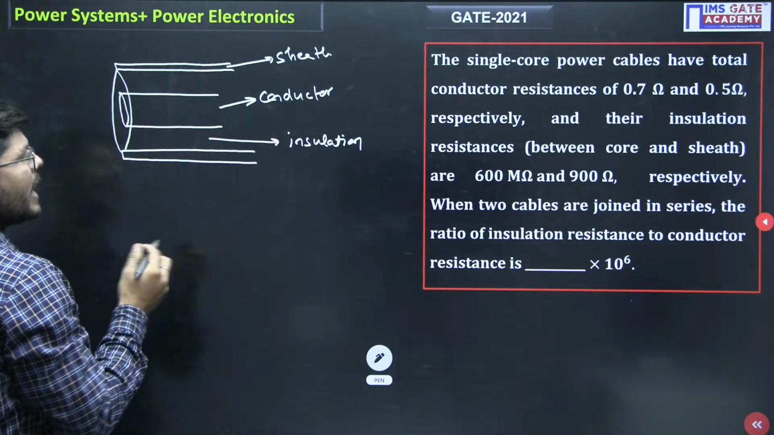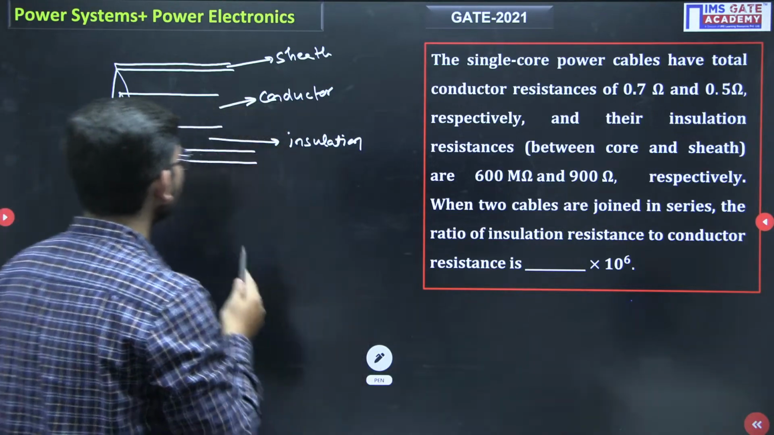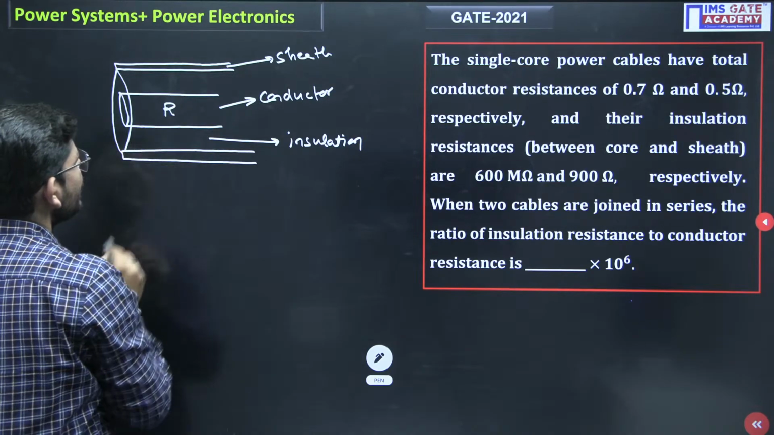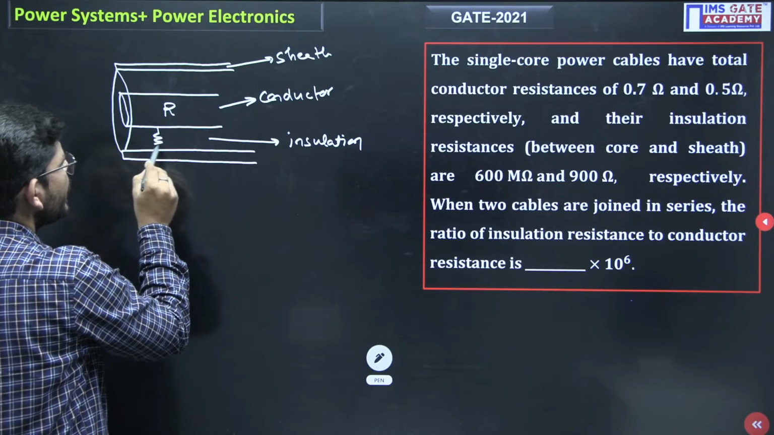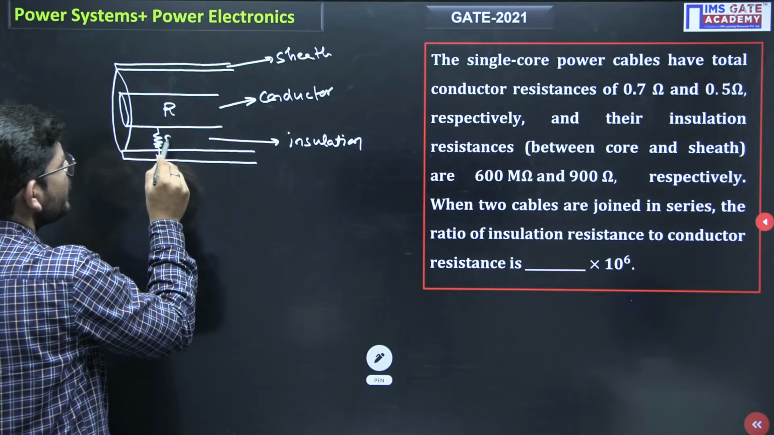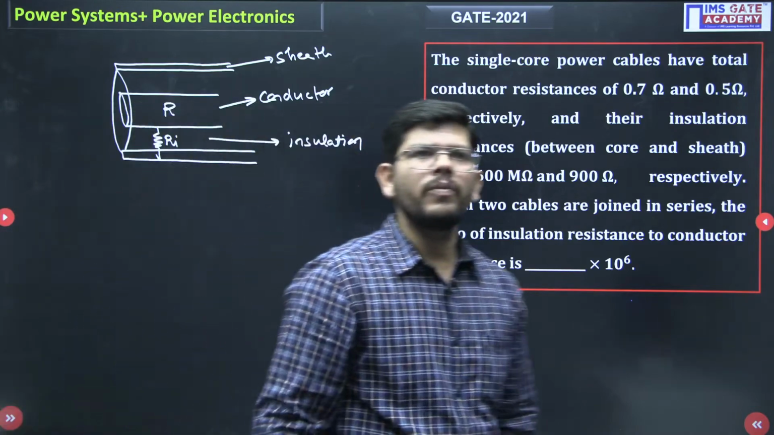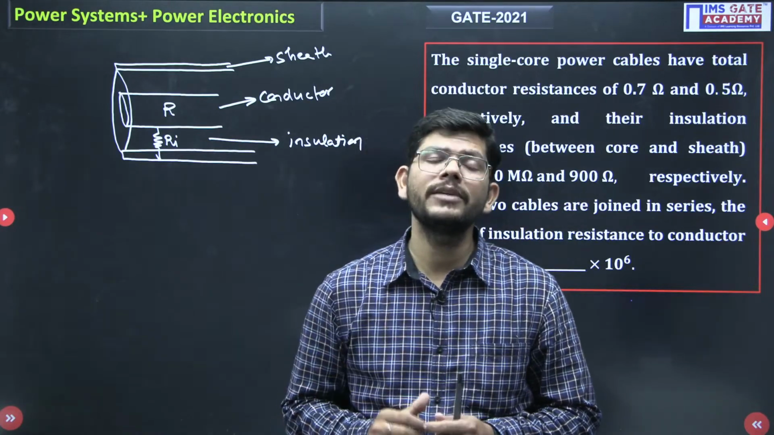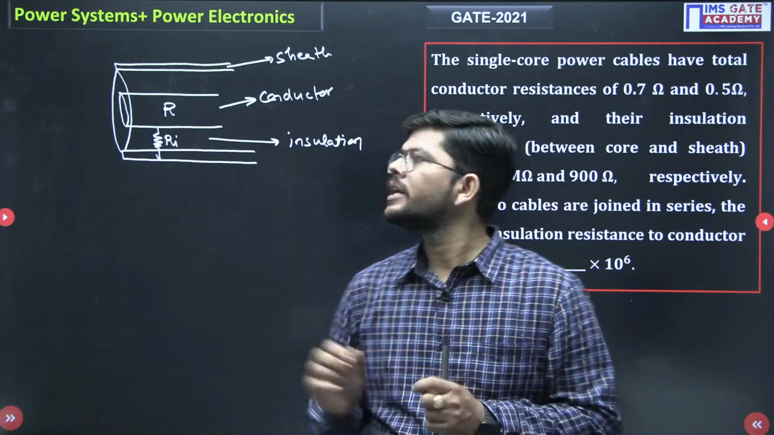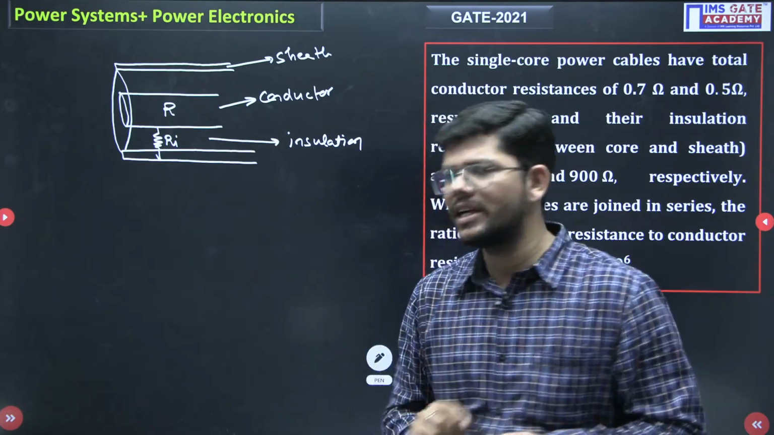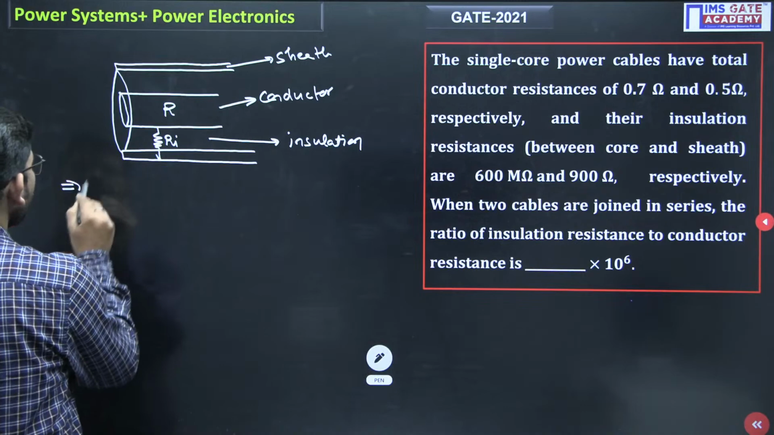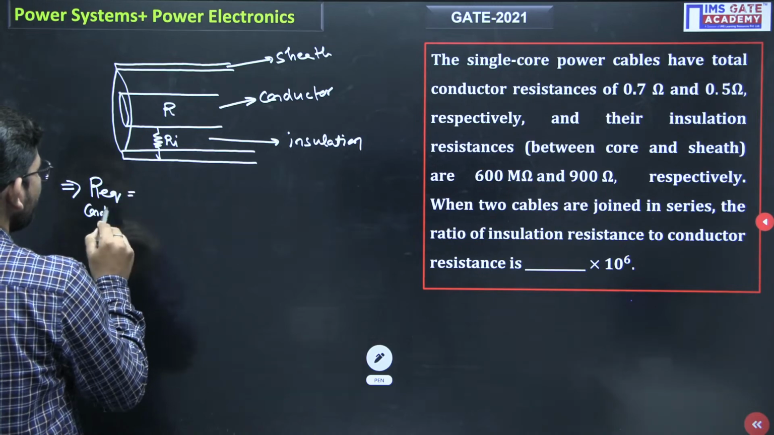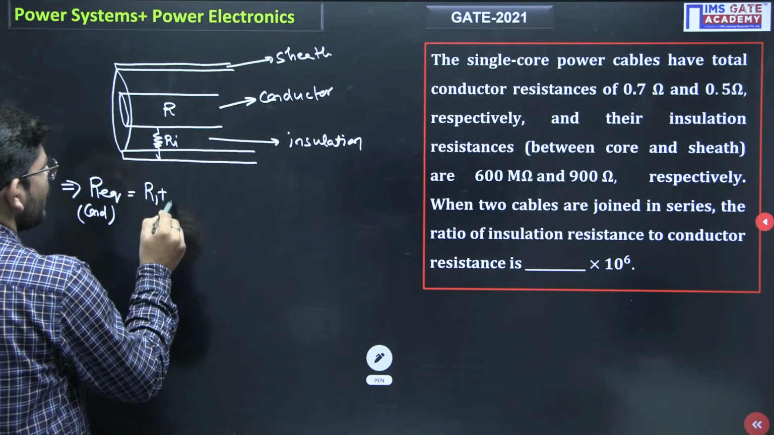So in a cable we normally have 2 types of resistance. One is the conductor's own resistance, the conductor resistance, and the other one is the insulation resistance. Now the way I have mentioned the insulation resistance here, you can have a guess. If you are joining 2 cables together in series, what will be the equivalent conductor resistance? The equivalent conductor resistance, R equivalent conductor, will be R1 plus R2 simply.